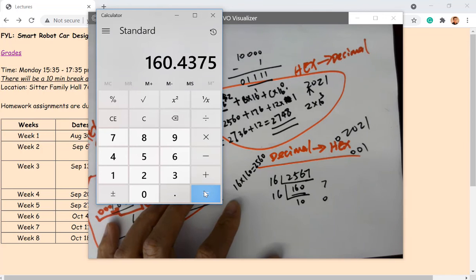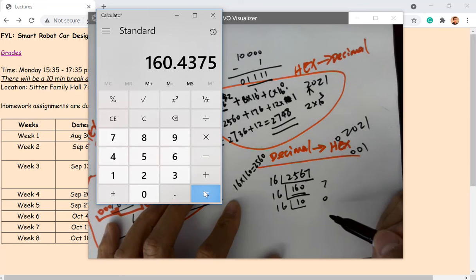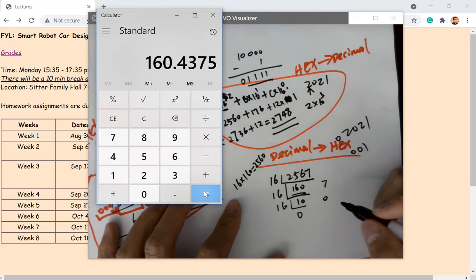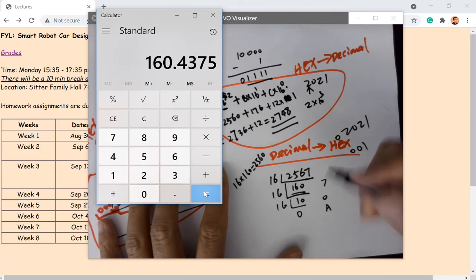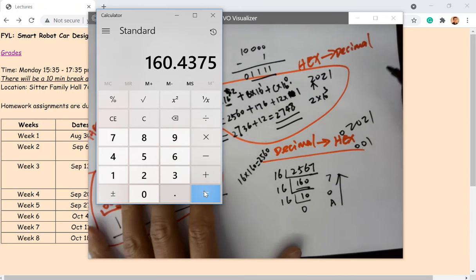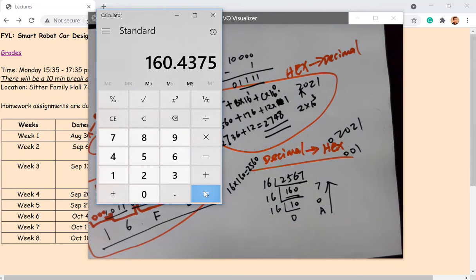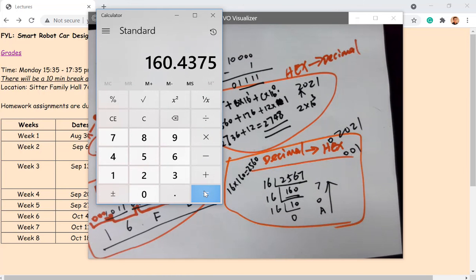10 and 0. Right? And do it again. 0 and 10. Yeah. I just had a trap for you, but you just didn't jump into it. A07. Is that right? Good. So now you know how to convert a decimal number to a hex number.